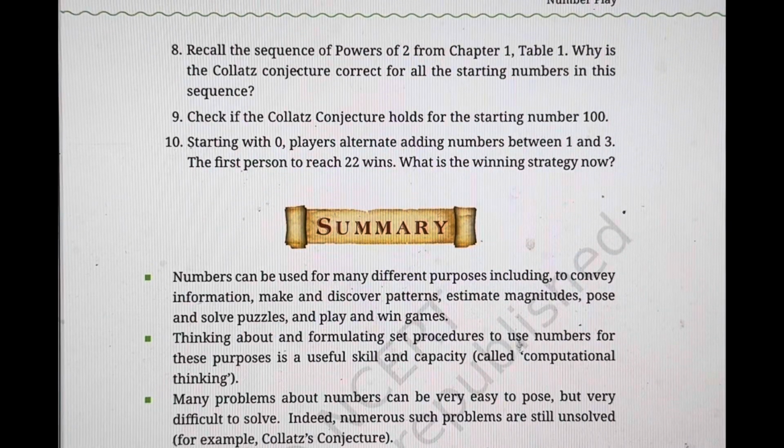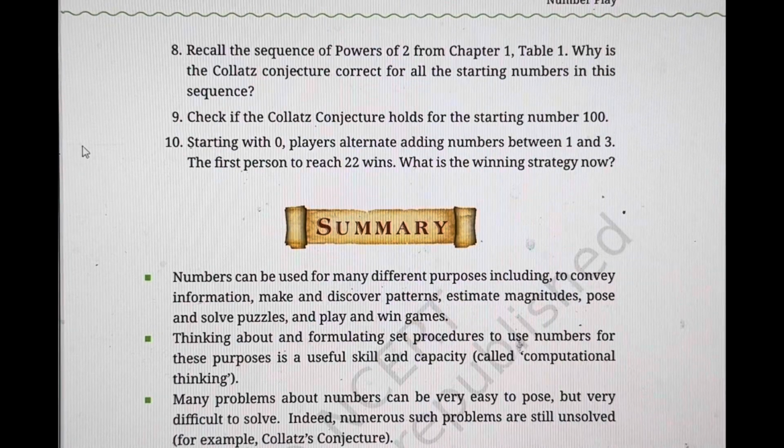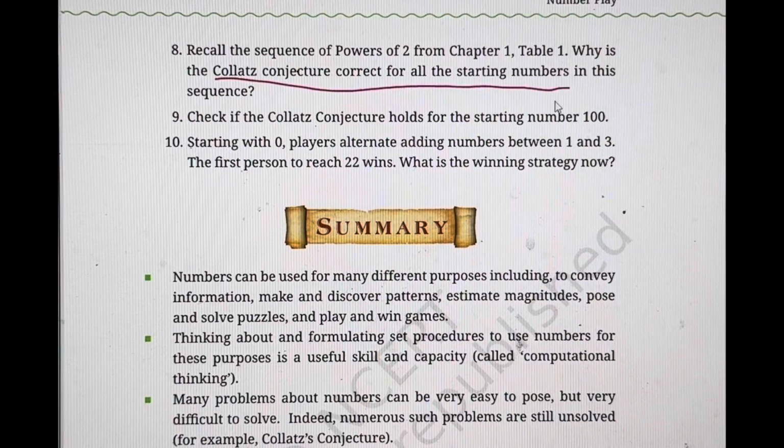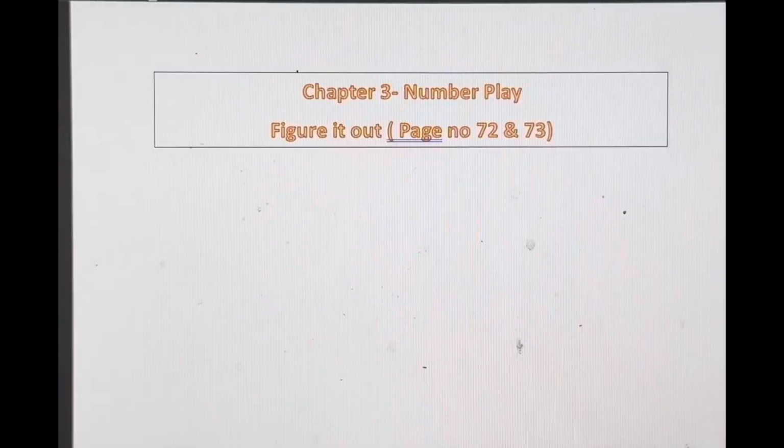Now recall the sequence of powers of 2 from chapter 1. You remember in chapter 1 we did power of 2, power of 3, we did patterns in mathematics. That chapter they are talking about. So why is the Collatz conjecture correct for all the numbers in this sequence? Okay. So first let us go to this Collatz conjecture.